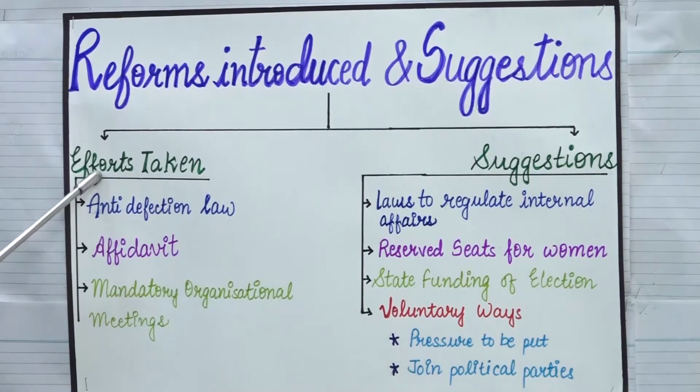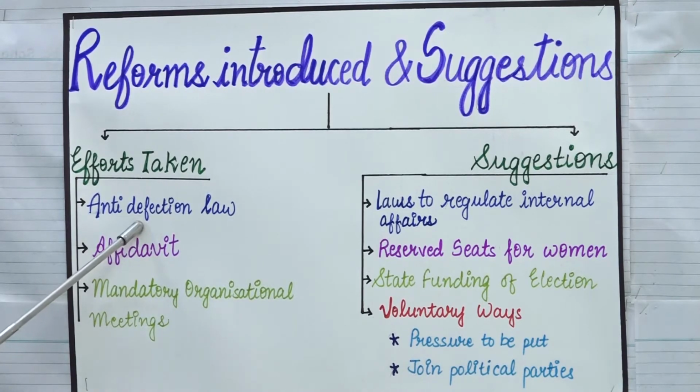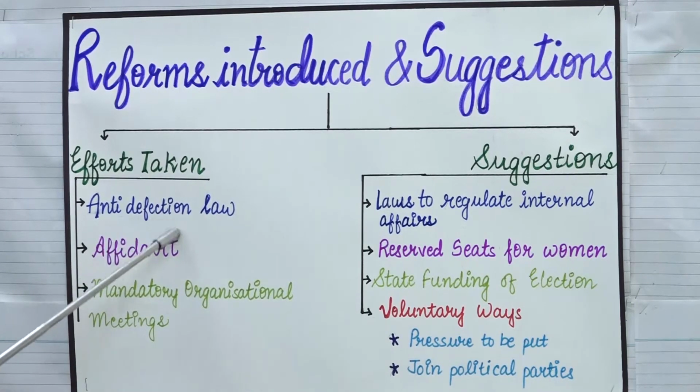Let's talk about the efforts taken by the Indian government to make some reforms in the political parties. The first reform is the Anti-Defection Law. Before we understand the Anti-Defection Law, we must understand what is defection. There were some cases where some political leaders used to change their parties after winning the election. Like suppose one member contested the election from BJP, but in his tenure of 5 years, in between he changes his party to some other party.